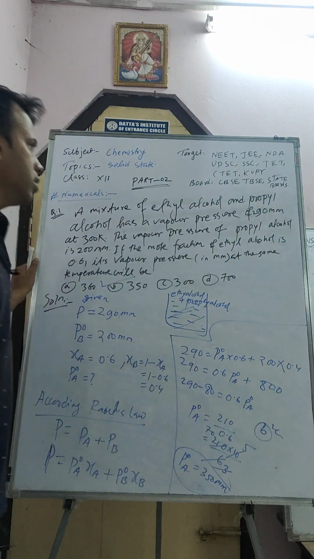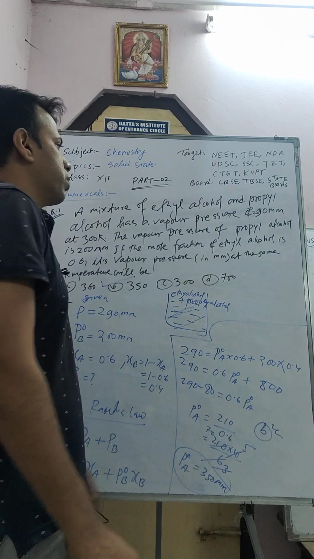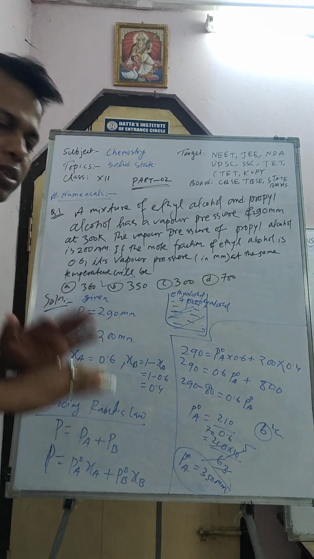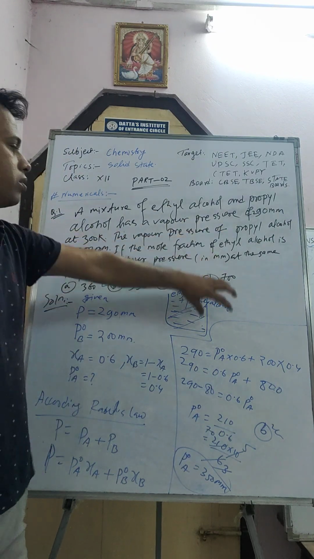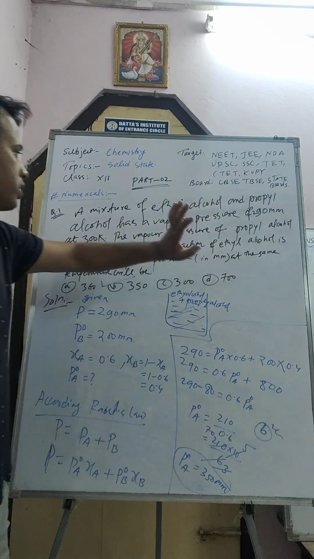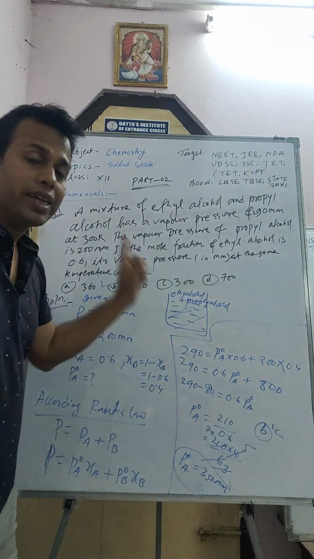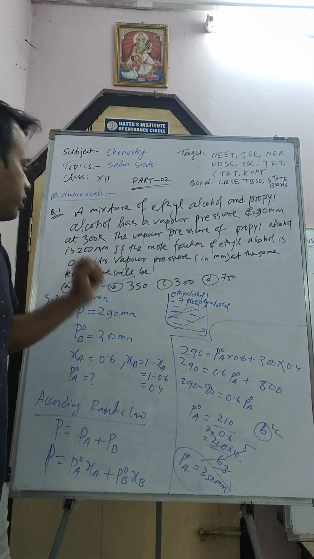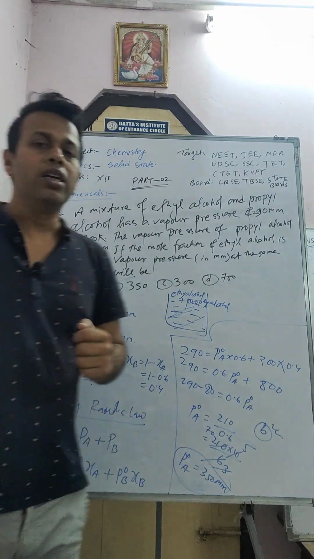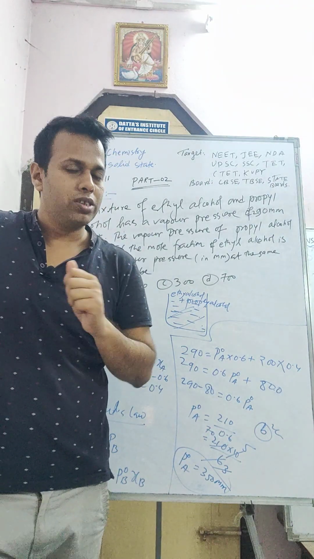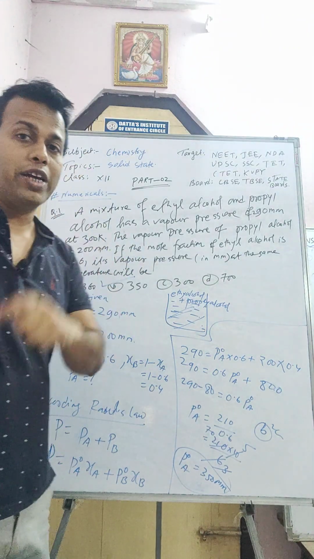So let me explain again. What is the question given? A mixture of ethyl alcohol and propyl alcohol has a vapor pressure of 290 mm at 300 K. At a temperature of 300 K, the vapor pressure of the mixture is 290 mm. If the vapor pressure of propyl alcohol individually is 200 mm, okay, fine. Now, if the mole fraction of ethyl alcohol given is 0.6, then the vapor pressure of ethyl alcohol will be what? We have to find out in mm.